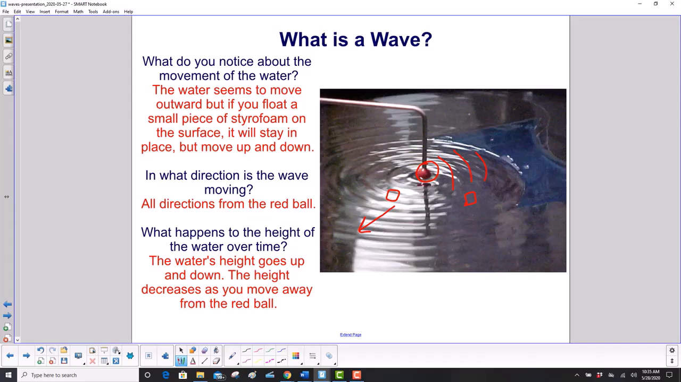So what direction is the wave moving? Well, the wave is moving out and away from the red dot. And what happens to the height of the water over time? You can get that by looking at a little piece of styrofoam there, and you'll see that the water height goes up and down. That height decreases the farther away you get. So right over here, the water is going up and down pretty much. Out here, it's not going up and down as much.